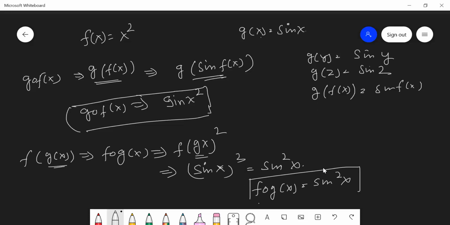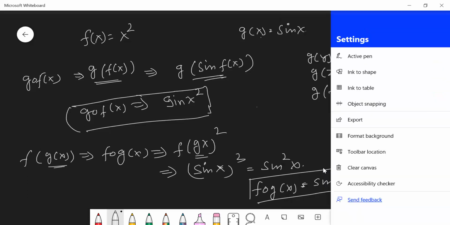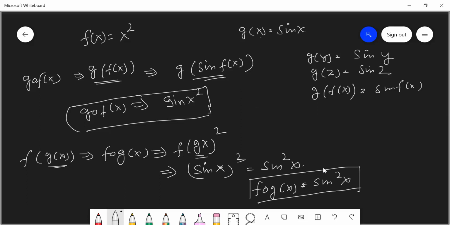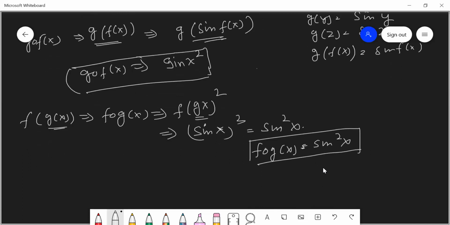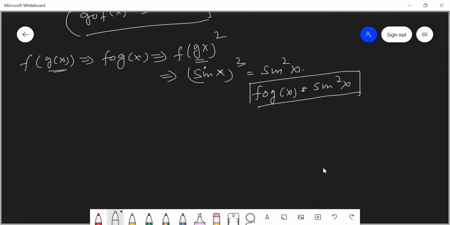This is also a composition of functions, corresponding to when we take two functions. Now we are going to discuss domain and codomain values.